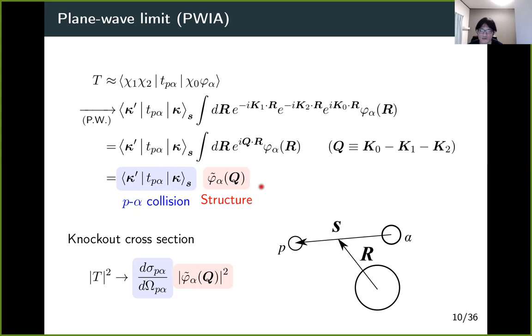So this Q is fixed, but by changing the kinematics we can vary this Q, and we can get the Q dependence of this T squared. This is what we see in the plane wave limit. Of course, in reality they are not plane waves but distorted waves, so it is a bit modified from the Fourier transform, but this is the basic concept of the knockout reaction.